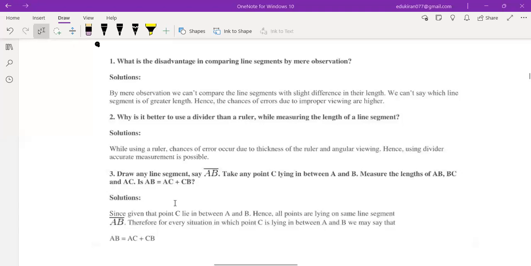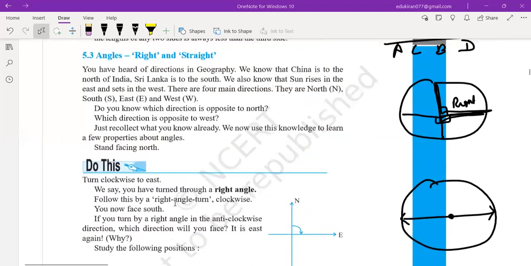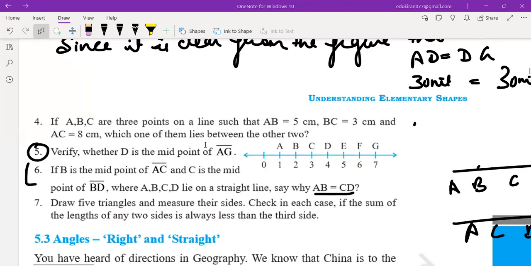Okay. Now coming to the next one. Now we are going to discuss this one. If A, B, C are the 3 points on the line, such that AB is 5 centimeter, BC is 3 centimeter, and AC is 8 centimeter, which one of them lies in between the other two? I have already taught you so many points, right? Do this one and tell me the answer. You have to just draw the line, mark the points, and name it. Like this is 8 centimeter, this is like that, and then tell me which one is lying in between. Right? Yes, ma'am.